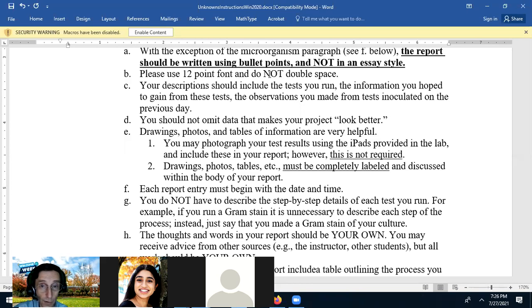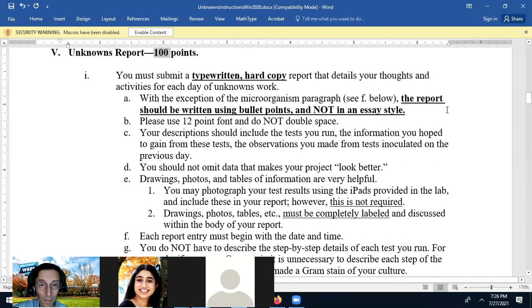I'm not going to dock you if you don't use single space, but it should be single space. It should be in bullet form, but if you like to use regular paragraph writing, that's fine too. You should put in your project your descriptions of the test you run, the information you hope to gain from the test, and then the observations you made from those tests. You should also put below your observation your conclusions.